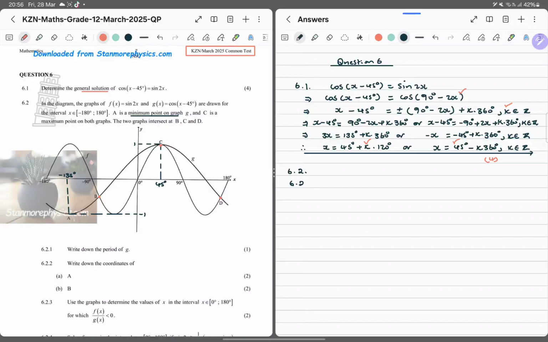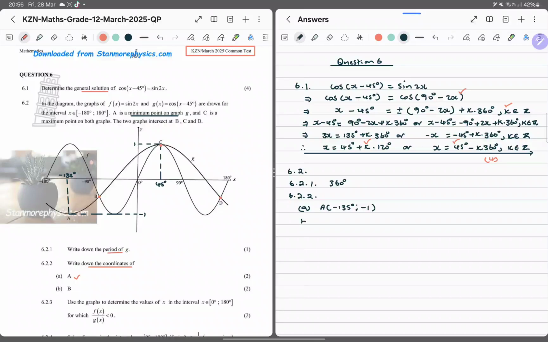So we have 6.2.1. We're told to write down the period of g. Now for g of x, the coefficient of the angle is 1, so it remains the original 360 degrees. 6.2.2, we've got A. We need to write down the coordinates of A, so we already worked them out. So A is minus 135 degrees and minus 1.